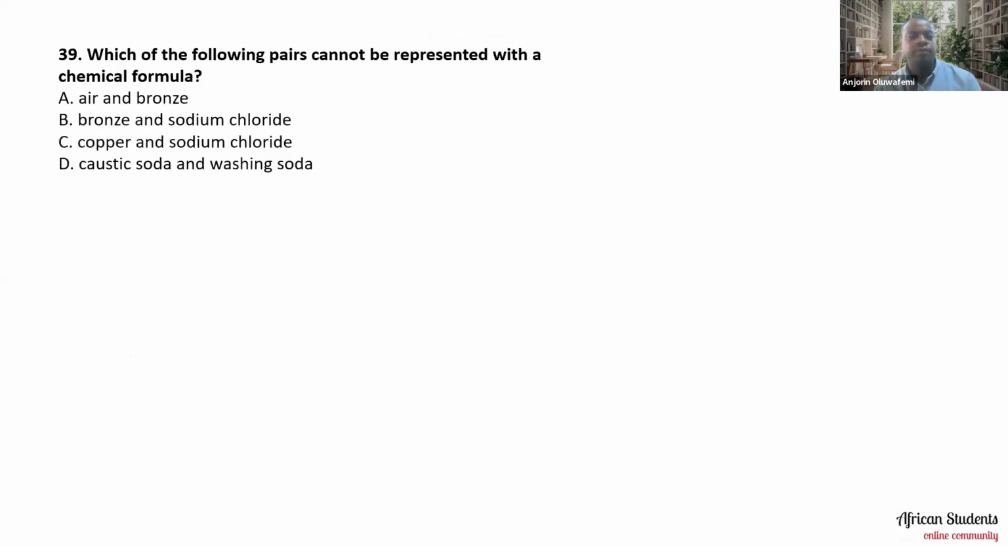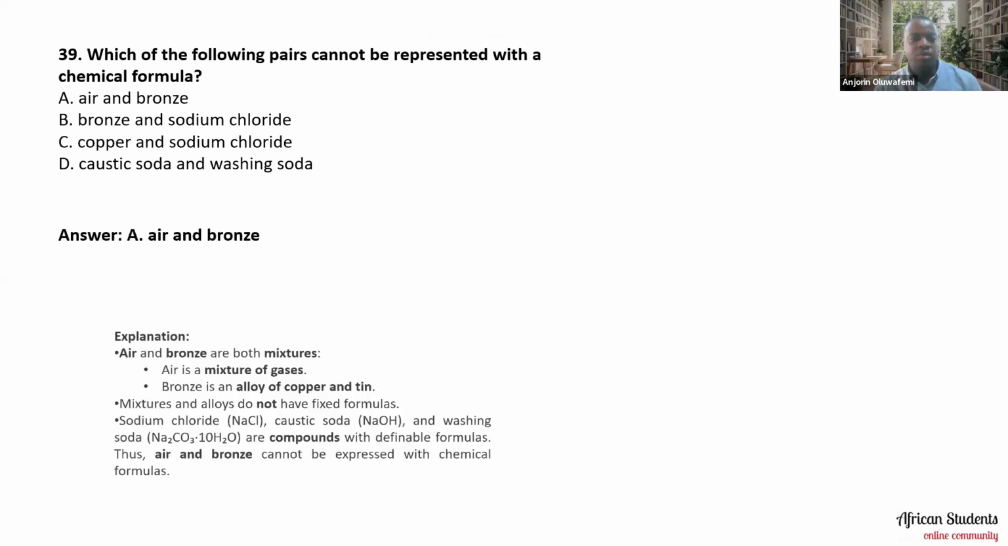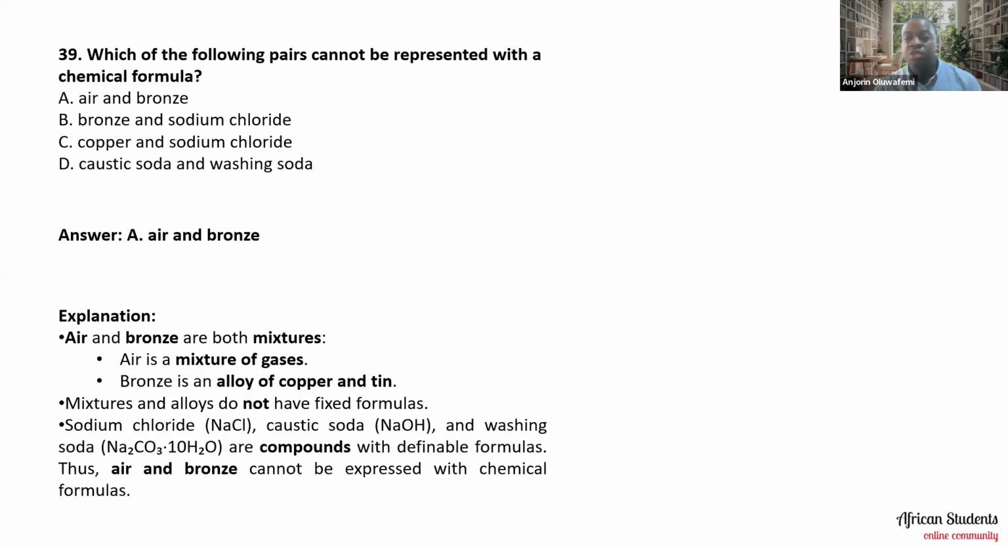Which of the following pairs cannot be represented with a chemical formula? Is it air and bronze, bronze and sodium chloride, copper and sodium chloride, or caustic soda and washing soda? The answer is air and bronze, and air and bronze are both mixtures.